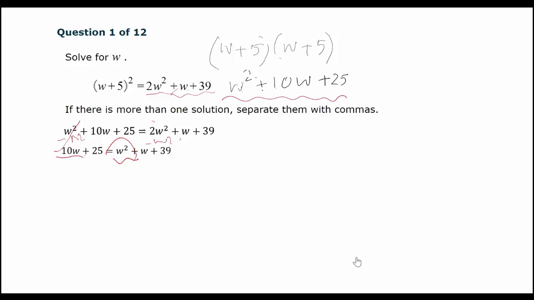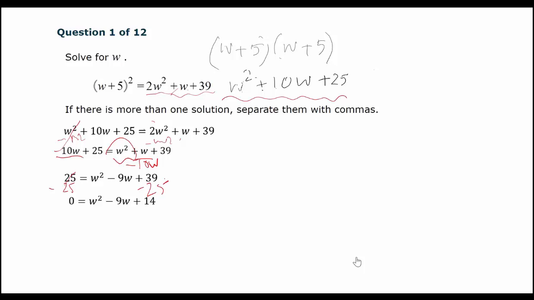Next, I will subtract 10W from both sides. So then I'm getting 25 left on the left side. And on the right side, I have W squared. 1W minus 10W gives me negative 9W. So I have negative 9W here. And I had plus 39. Next, I will subtract 25 from both sides. So this side, we are getting 0, and that's what we are trying to do from the beginning.